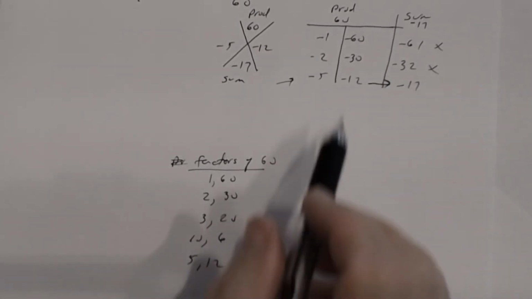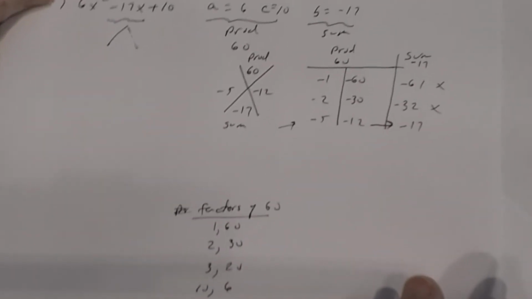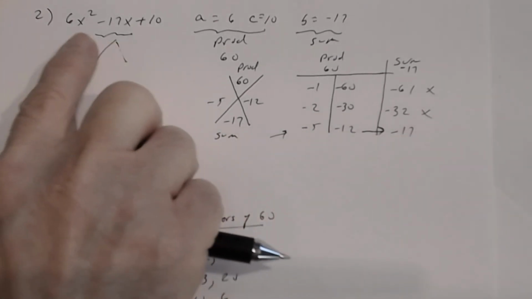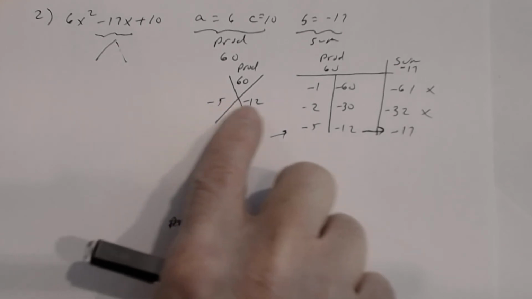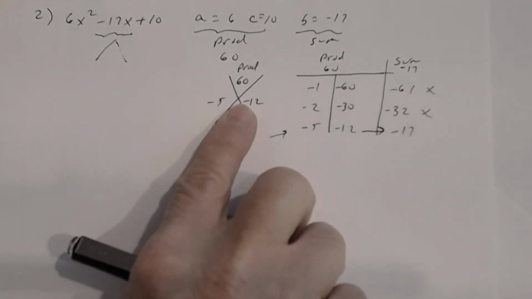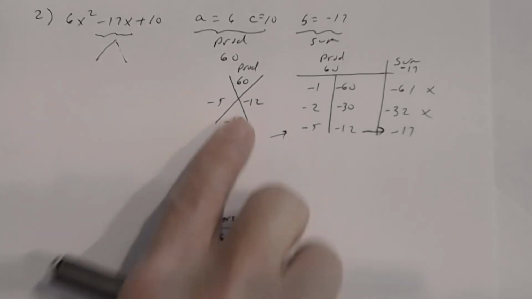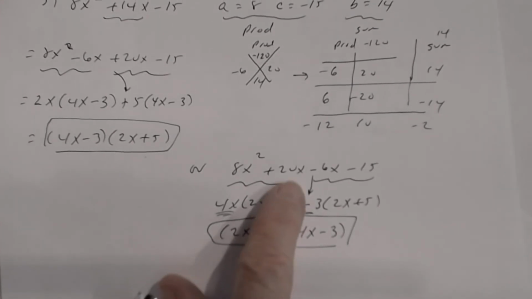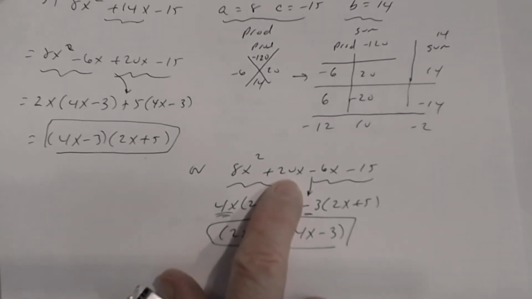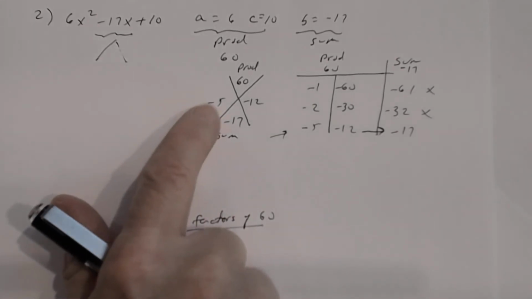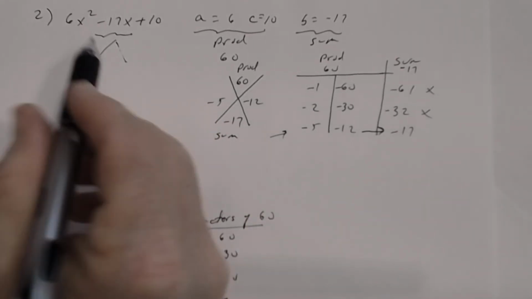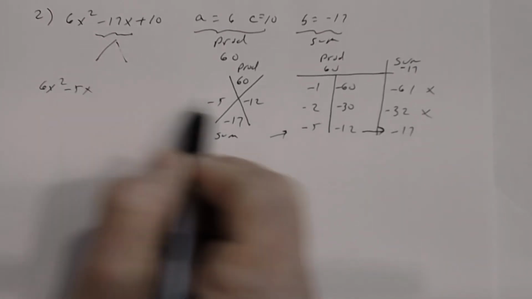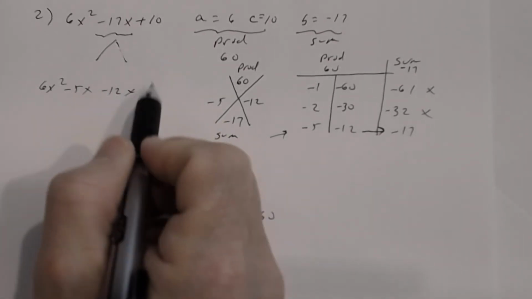Okay? All right, now once you find the two that work, the rest is easy. See, that's the more difficult part right here. When using the AC method, the rest is easy. You're going to rewrite your middle term using those two numbers. Okay? The order in which you put them doesn't matter. We saw that in the beginning. We saw that here. It didn't matter whether you put negative 6 first or whether you put, in this case, 20 first. Okay? That does not matter. I'm going to put this one first since I wrote it first. Okay, so I'm going to get 6x squared minus 5x minus 12x and then plus 10.